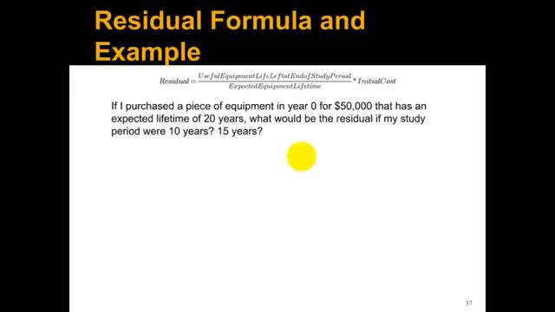So let's look at this formula and example. The residual is the useful equipment life left at the end of the study period divided by the expected equipment lifetime times the initial cost. So let's see how to apply this. If we look at our solar power example, we buy these solar panels in year 0 for $50,000 and they are expected to last 20 years. What would be the residual if my study period were 10 years or 15 years?